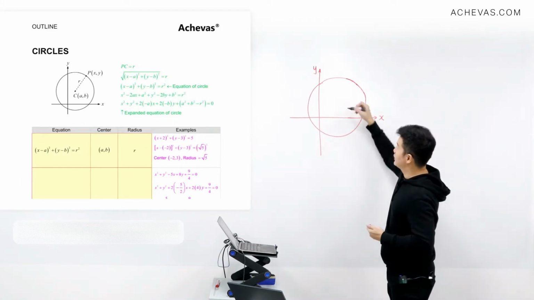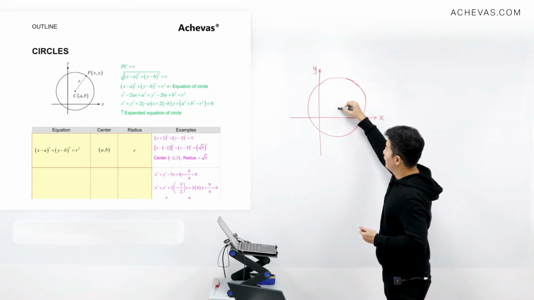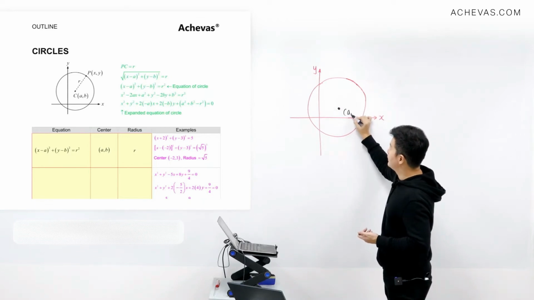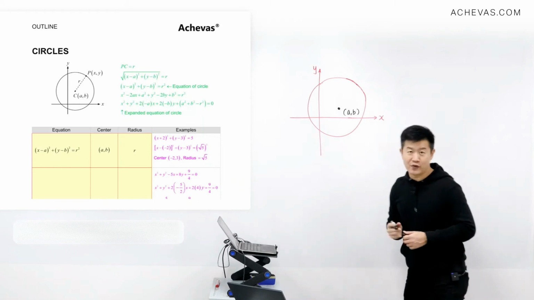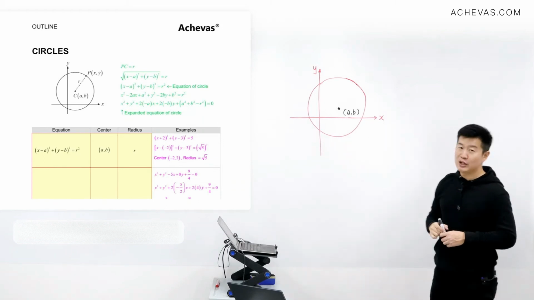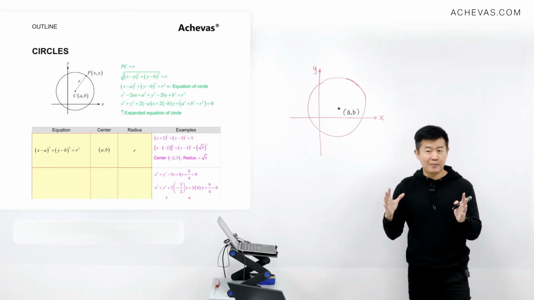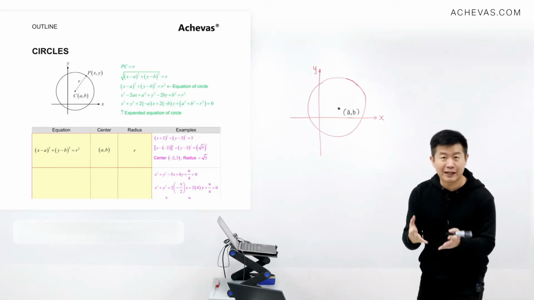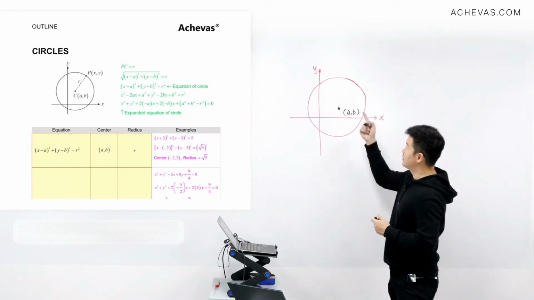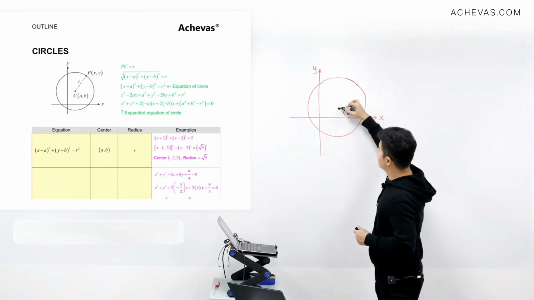So let's say for this circle, the center is here, and its location is at the point (a, b) in the coordinates form. The next piece of information that we need to provide will be the size of this circle, and the size can also be described by looking at the radius. So let's say for this particular circle, the radius is r. Let's say this line here is r.